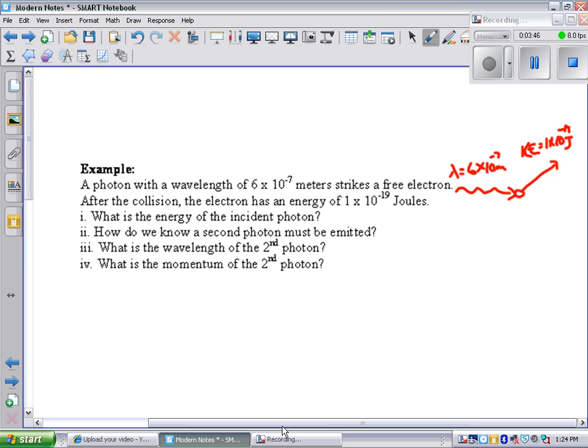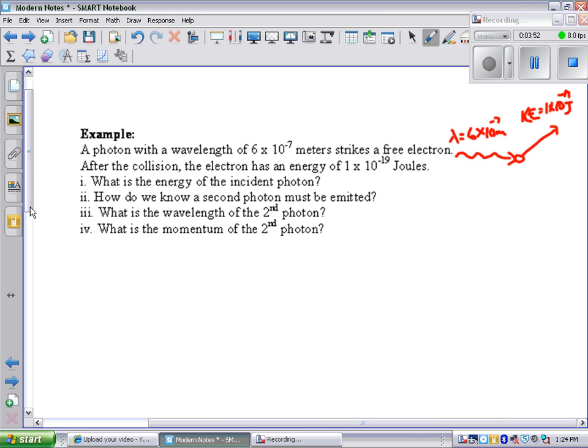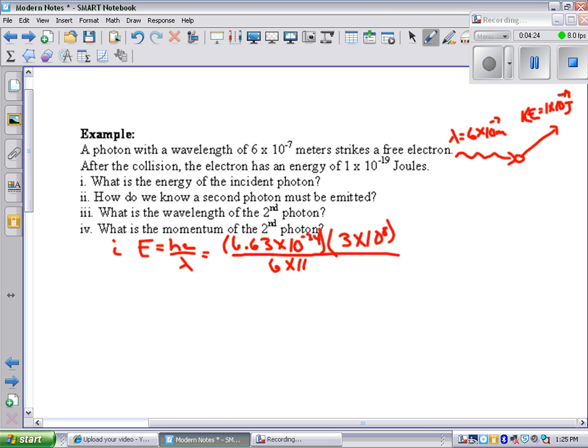Now, step 1, what is the energy of the incident photon? Remember, these are always conservation of energy problems. So if I have something that's not an energy, like for the photon, I have its wavelength, I have to find its energy. So step 1, we're going to use E equals hc over lambda. Since the energy of my electron is in joules, I want to use the joule version of h. So that's 6.63 times 10 to the minus 34th. c is 3 times 10 to the 8th, the speed of light. And then we're going to divide that by the wavelength, which we were given as 6 times 10 to the minus 7th.